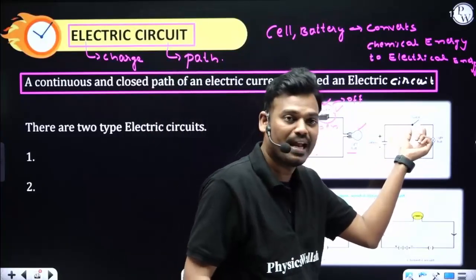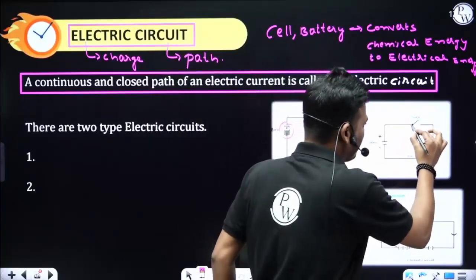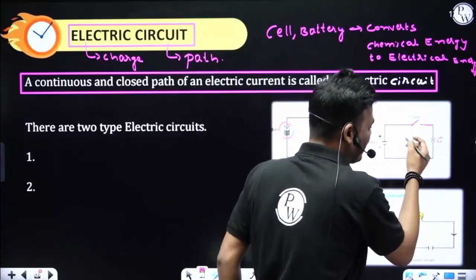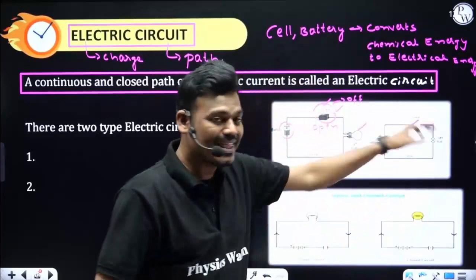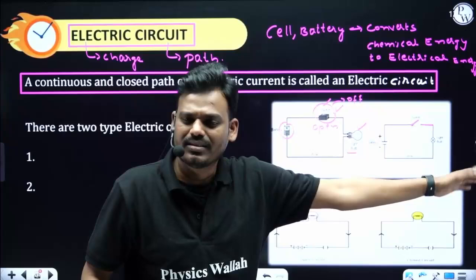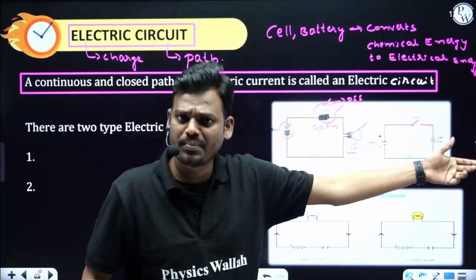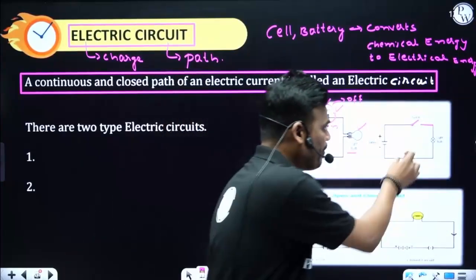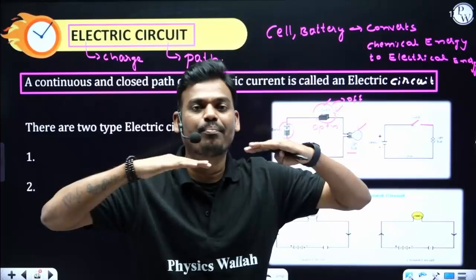So in the circuit, switch off is represented like this. There is a breakage. There is no continuous path. Path is there, but there is no continuous path. What does it mean? See, there is a breakage. It is kind of a bridge.